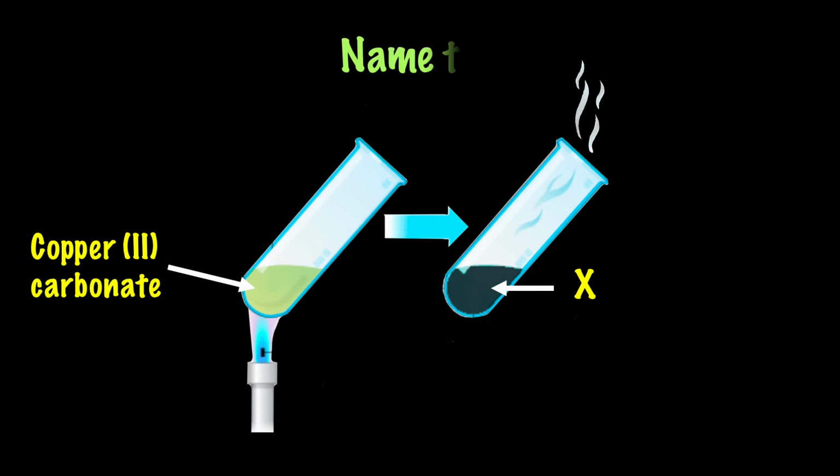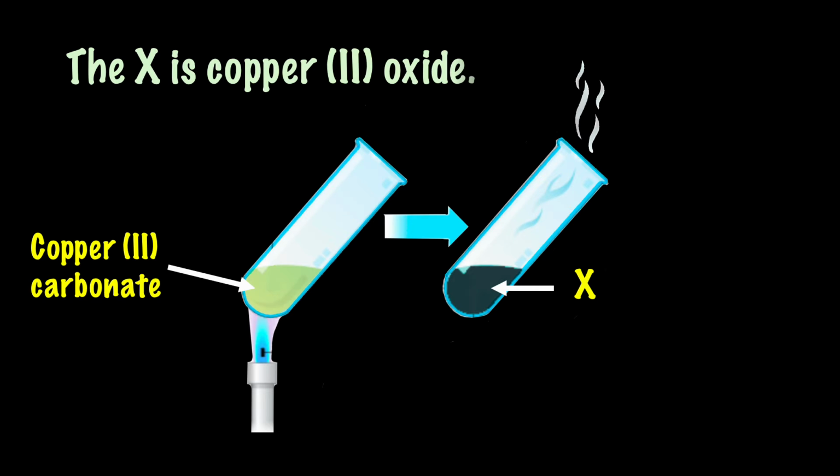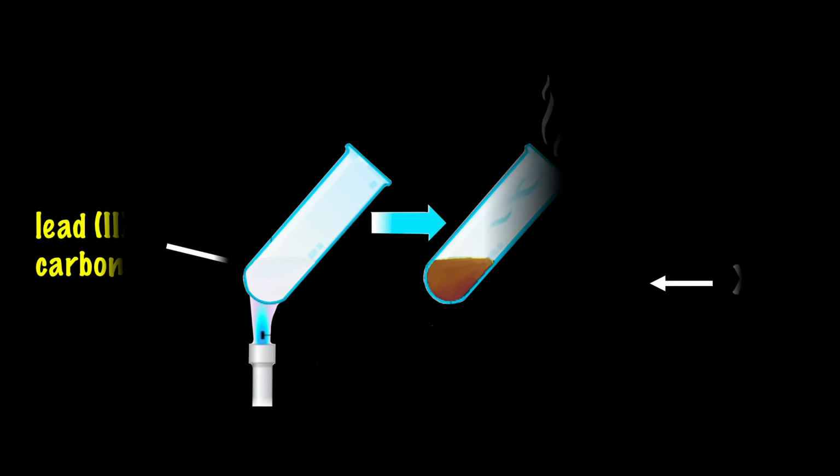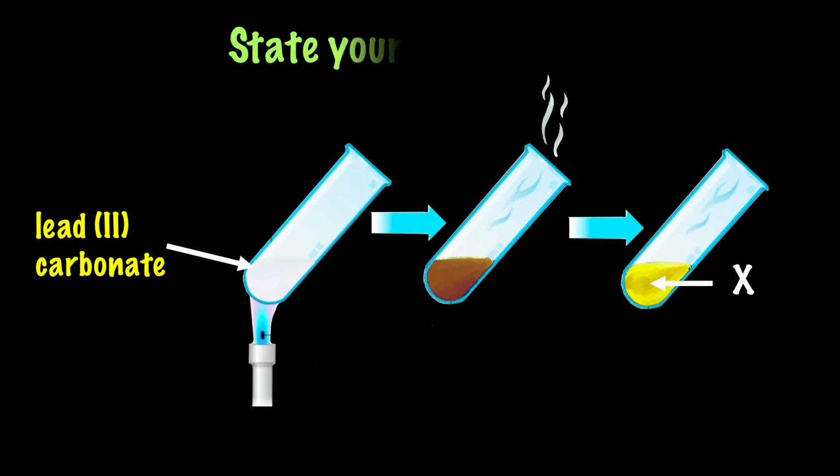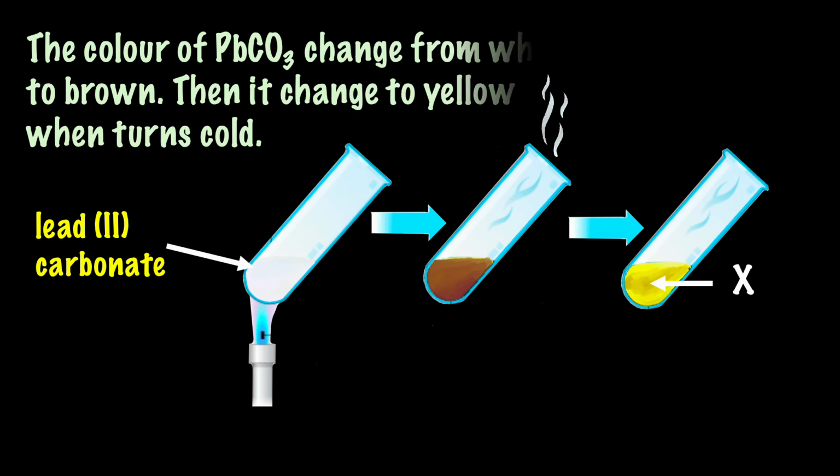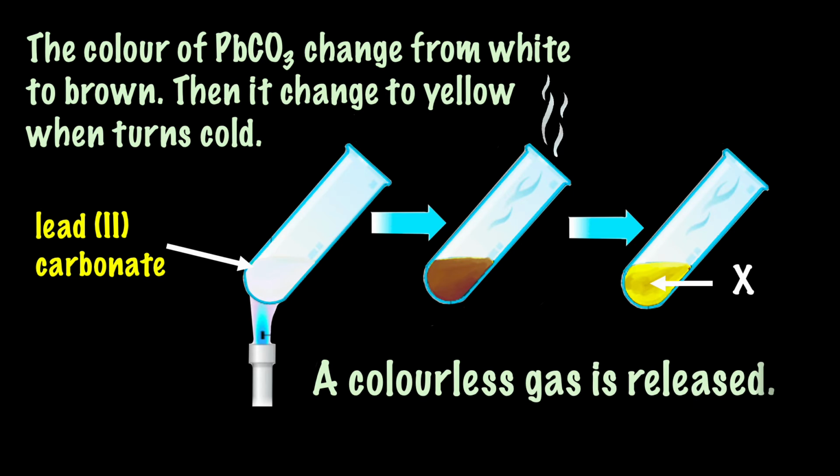Name the X. The X is copper(II) oxide. State your observation. The color of lead(II) carbonate changes from white to brown, and then it changes to yellow when it turns cold. Atau kamu boleh tulis, a colorless gas is released.